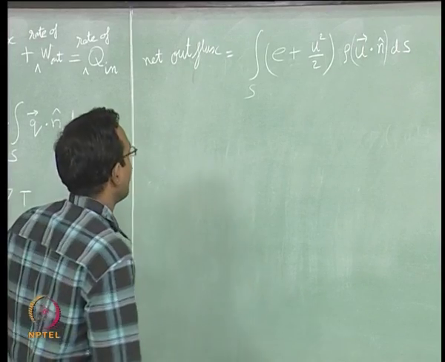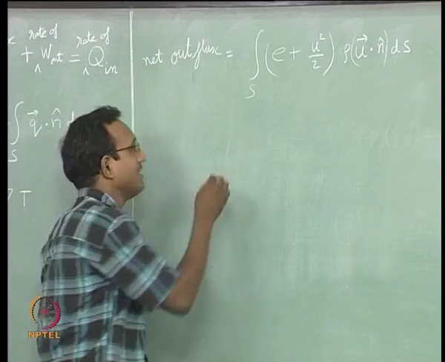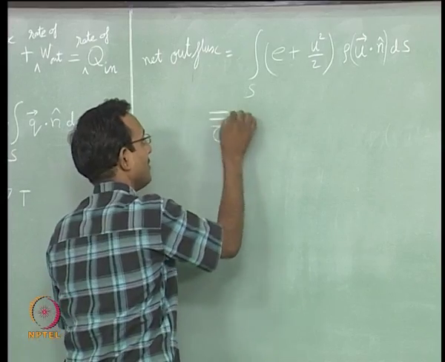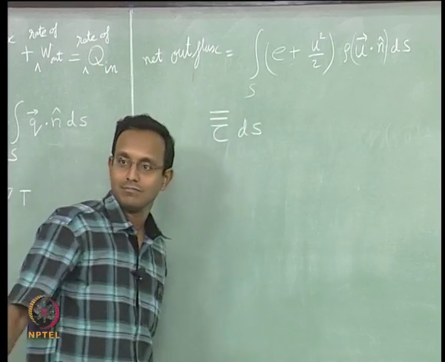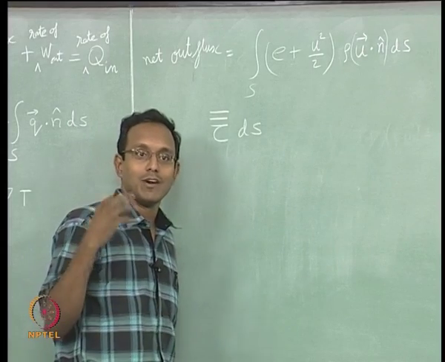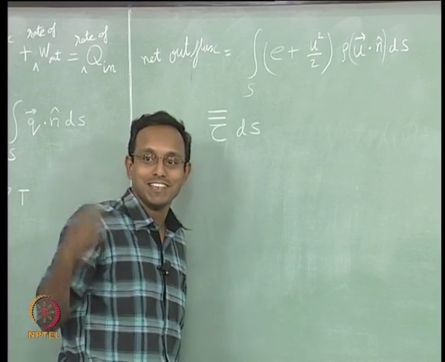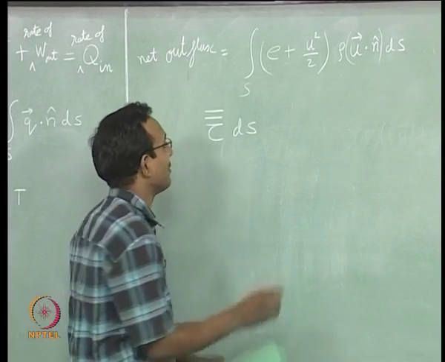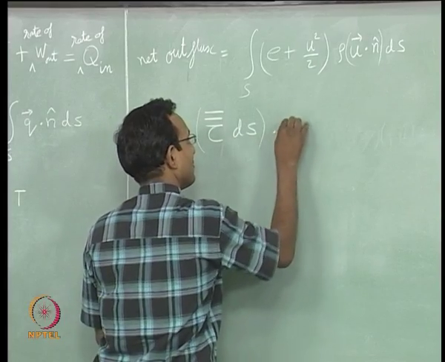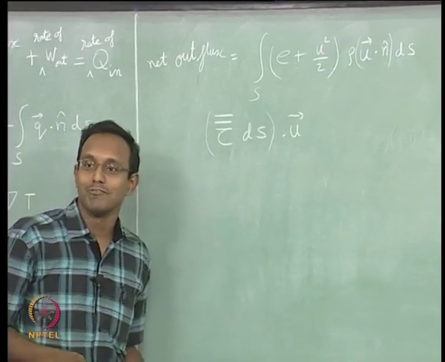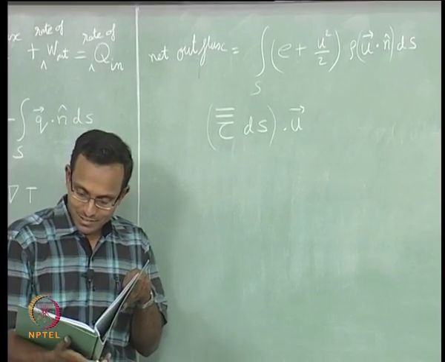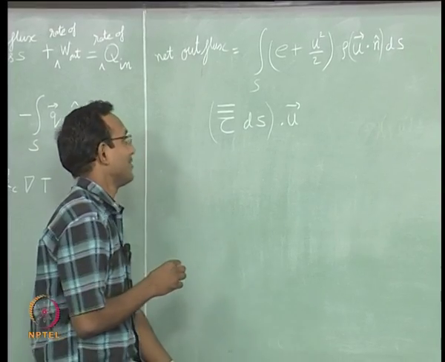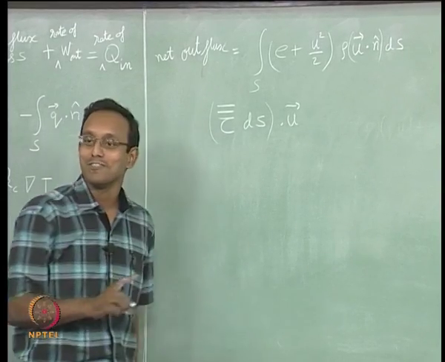So, what is my force really? My force happens to be this stress times ds. Now, I have to multiply this with velocity along a particular direction, so I have to dot it with my velocity. This is my rate of work done. This is my overall term. Now, I have to be careful about this. Why? Because I want to put a minus sign in front.